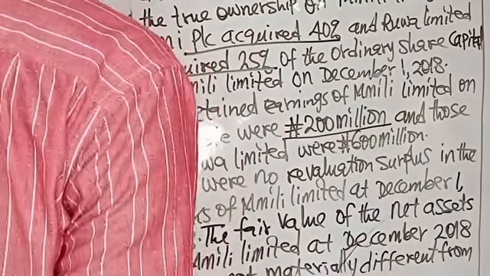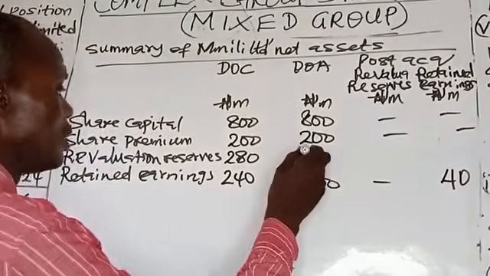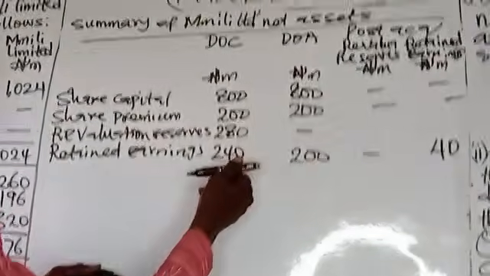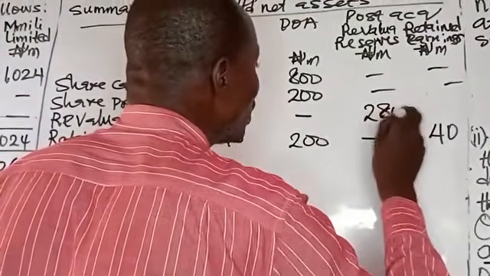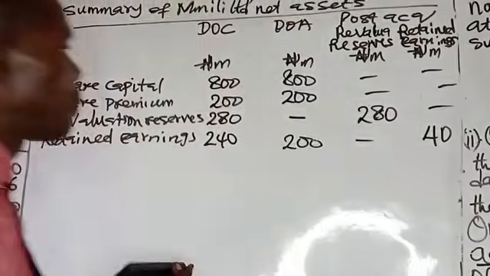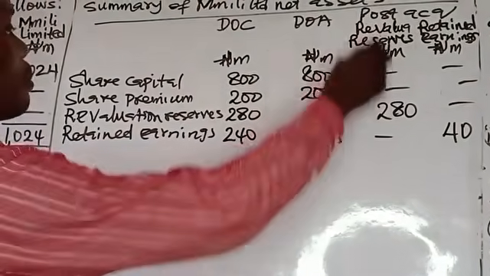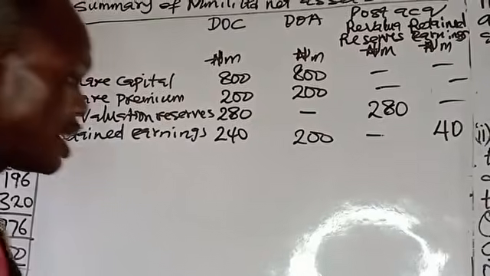revaluation reserve, no revaluation surplus in the books of Millie at the date of acquisition, that means pre-acquisition reserves of Millie will be nil. So pre-acquisition will be nil. That is to show that the whole 280 relates to the post-acquisition period. So that is why we put the 280 under revaluation.